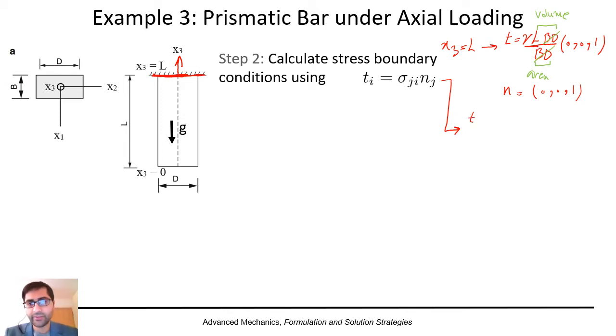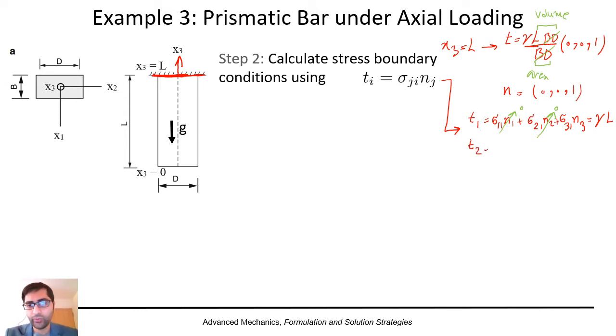For that surface, we get T1 equal to sigma 1, 1, and 1 plus sigma 2, 1, and 2 plus sigma 3, 1, and 3. N1 is 0. N2 is 0, N3 is 1, so sigma 3, 1 is equal to gamma L.